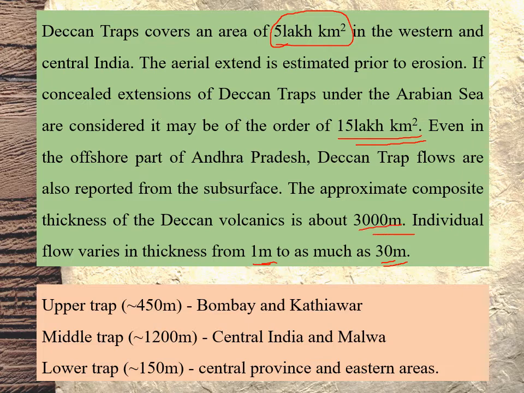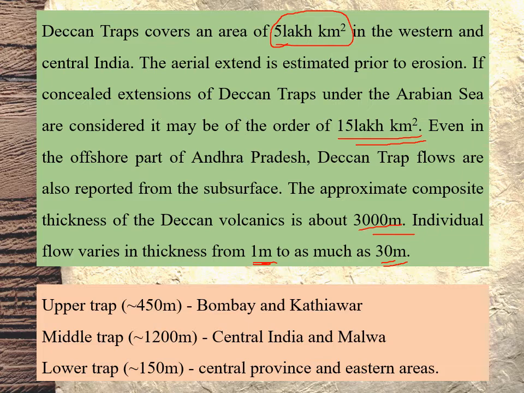And among these, individual flow is of 1 meter to 30 meter. So in different episodes, different amounts of lava erupted. Sometimes a small amount of lava erupted from those fissures, sometimes a vast amount of lava erupted from those fissures. So depending on the amount of lava erupted from those fissures, the thickness of individual flow varies.